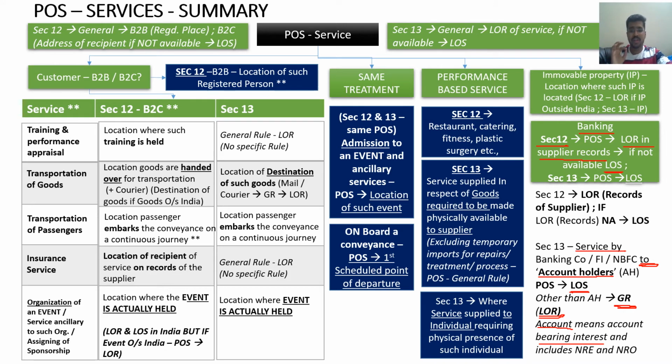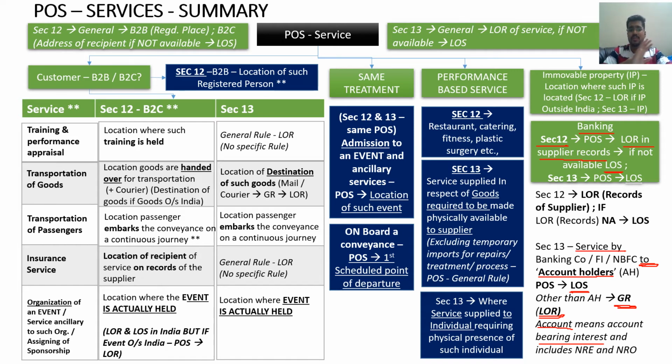So have this in mind. When it is an NRE customer, that is an outside India customer, you need to see first, is he an account holder or not. If he is an account holder, then POS is LOS, location of supplier. If he is not an account holder, then it is going to be LOR, location of recipient. Are we clear? This is section 13, banking services.